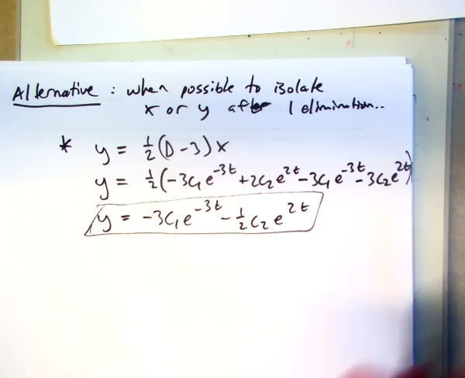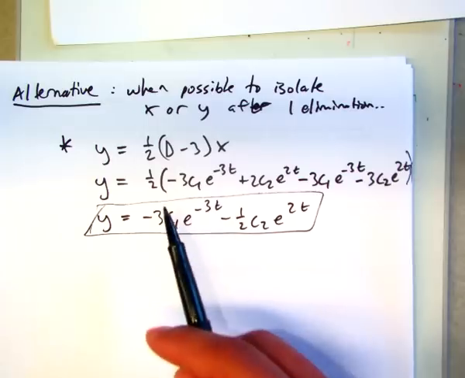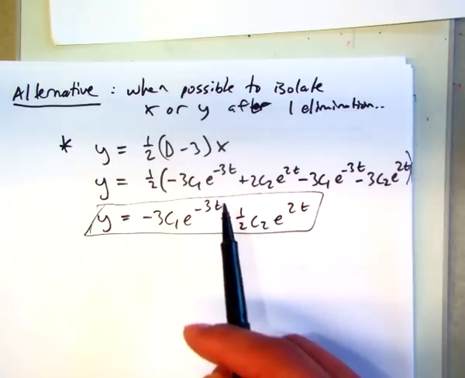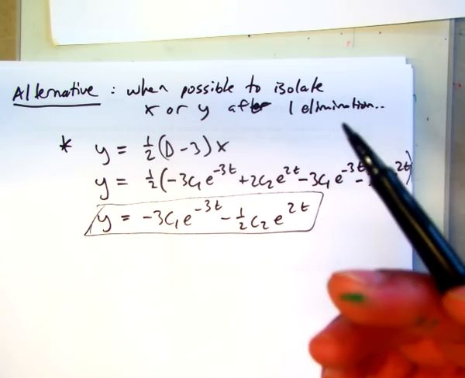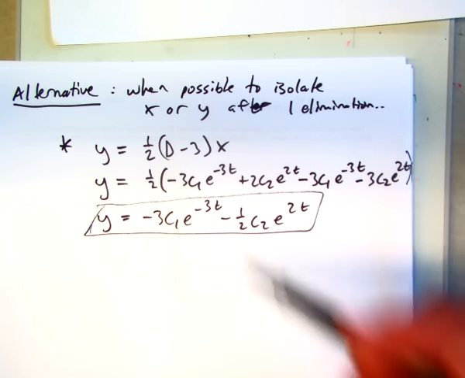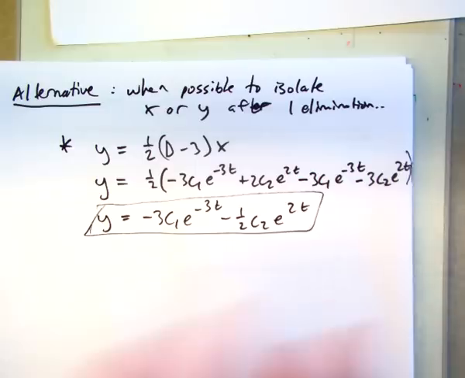But again, that's not always an option. If it's there, you should definitely do it. Okay, but that only works if after you eliminate once and you have a solution for either x or y, in one of the equations, it's really easy to isolate the other variable. If you can do it, it's a lot faster, because then you don't have to worry about comparing coefficients and stuff like that. Okay?